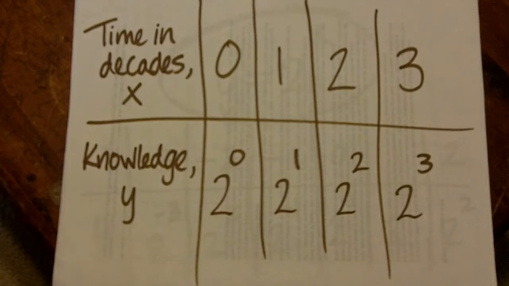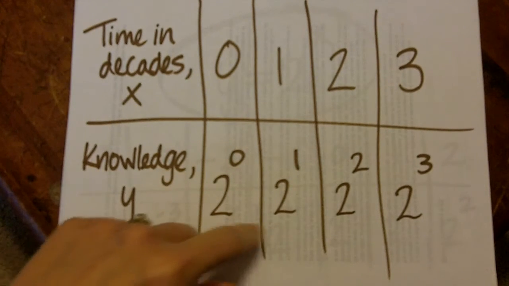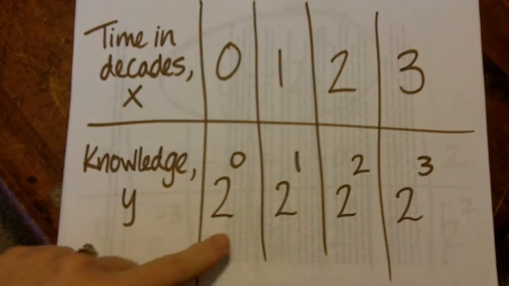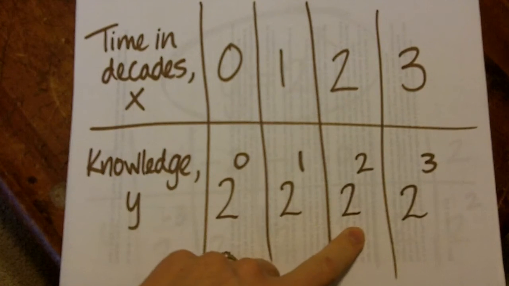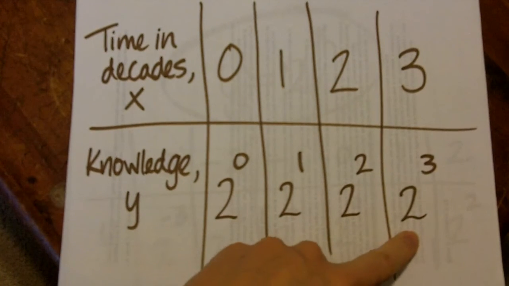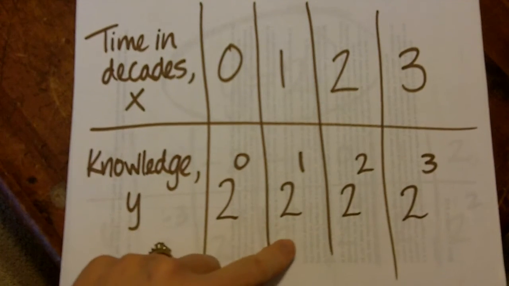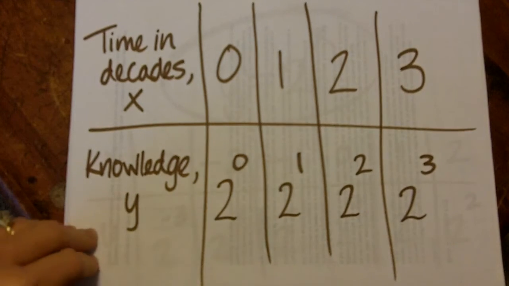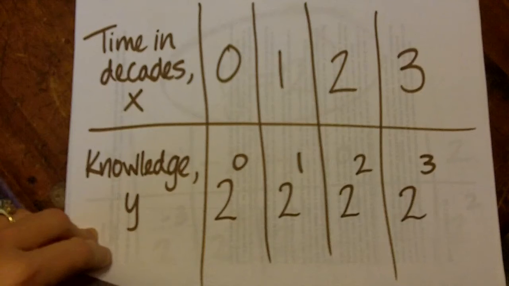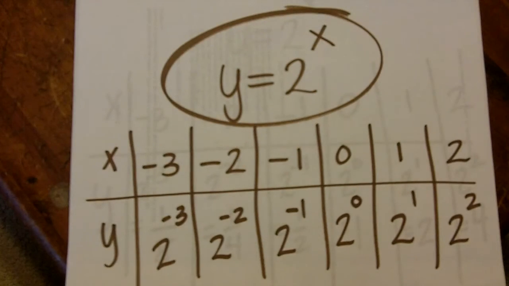Now, you could also write that knowledge y as powers of 2. So 2 to the 0 would be equal to 1, 2 to the 1 is equal to 2, 2 squared is equal to 4, and 2 cubed is equal to 8. And so we're doubling from 1 to 2, from 2 to 4, from 4 to 8, but we're showing it with exponents and the number 2. Because of that, we could write it in this formula: y equals 2 to the x power.